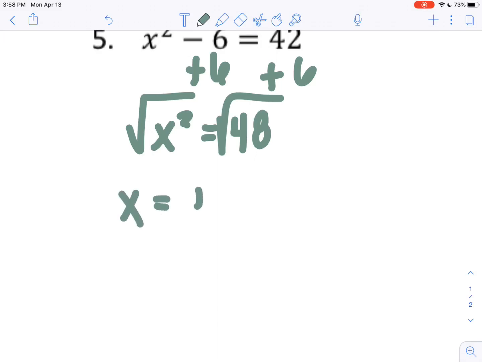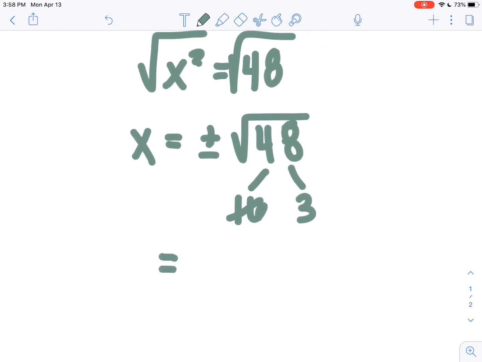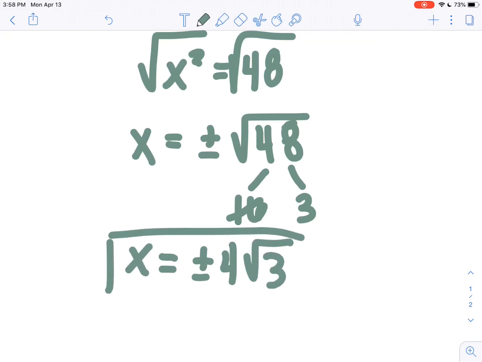So x equals plus minus the square root of 48, but we have to simplify that. So the biggest perfect square that goes into 48 is 16. So the square root of 16 is 4, so plus minus 4 root 3 is my final answer.